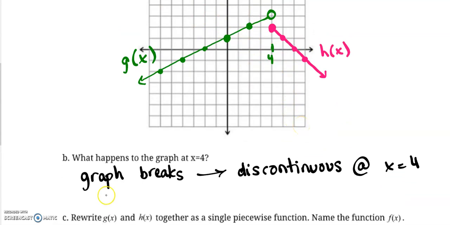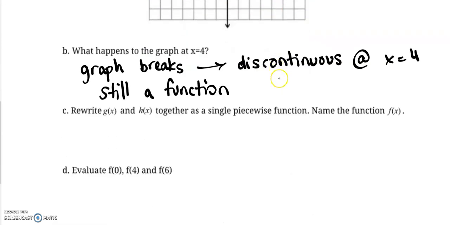But we're still a function, because we only have one solid dot. If I had left that as a solid dot up here, then this wouldn't be a function, because we'd have two y values at x equals 4, and that does not a function make. It breaks the vertical line test. So we are going to call this f of x, and I'm going to show you what the notation looks like when you put the two pieces together.